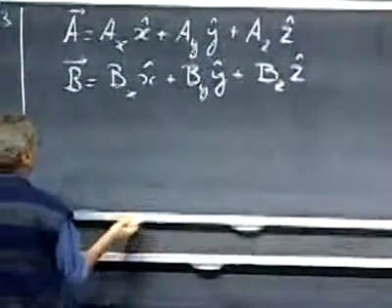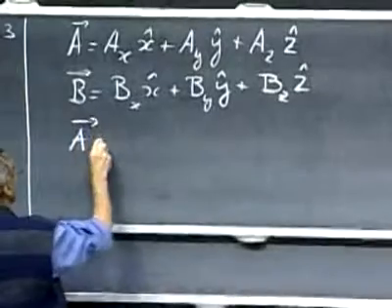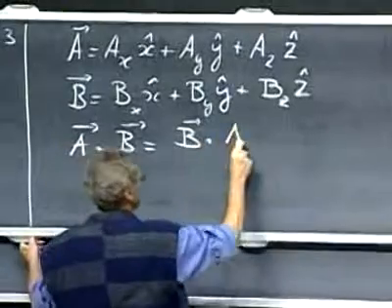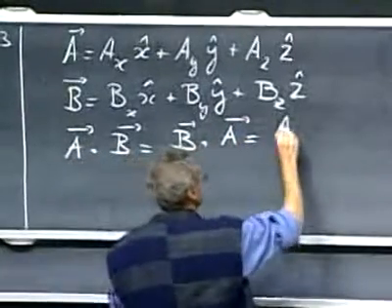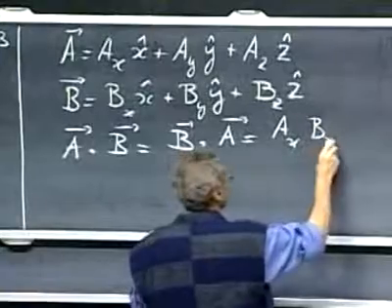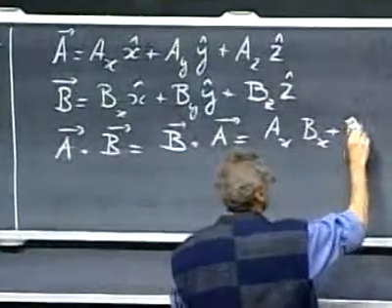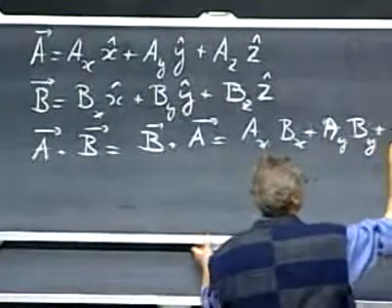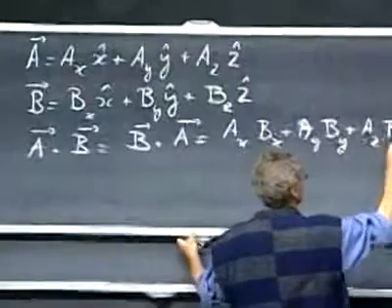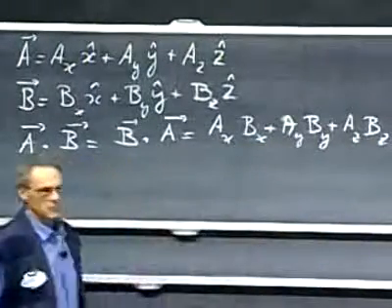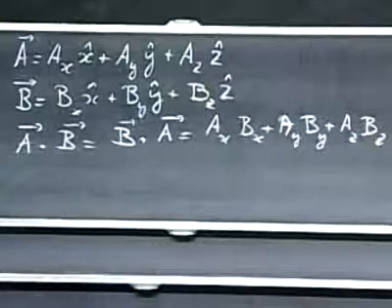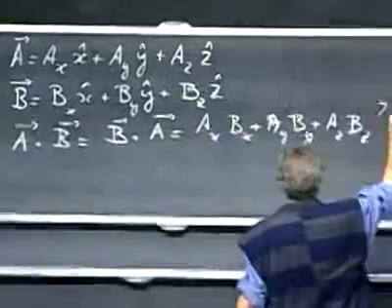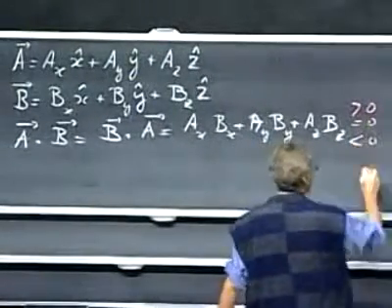Now the dot product, A dot B, also called the scalar product, is the same as B dot A, and it is defined as AxBx plus AyBy plus AzBz. It is a number. It is a scalar, it is a simple number. And so this number can be larger than 0, can be positive, it can be equal to 0, it can also be smaller than 0.